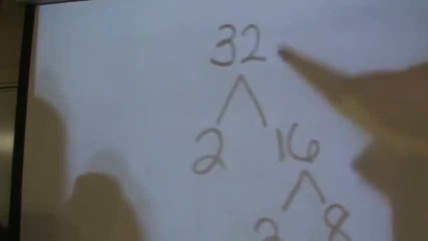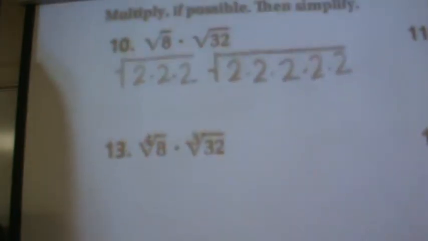I do a factor tree. I do 32 is 2 times 16. And then I do 2 times 8. And then 2 times 4. And then 2 times 2. So 32 is 5 twos. Yeah. The more you practice, the quicker you'll get at it.